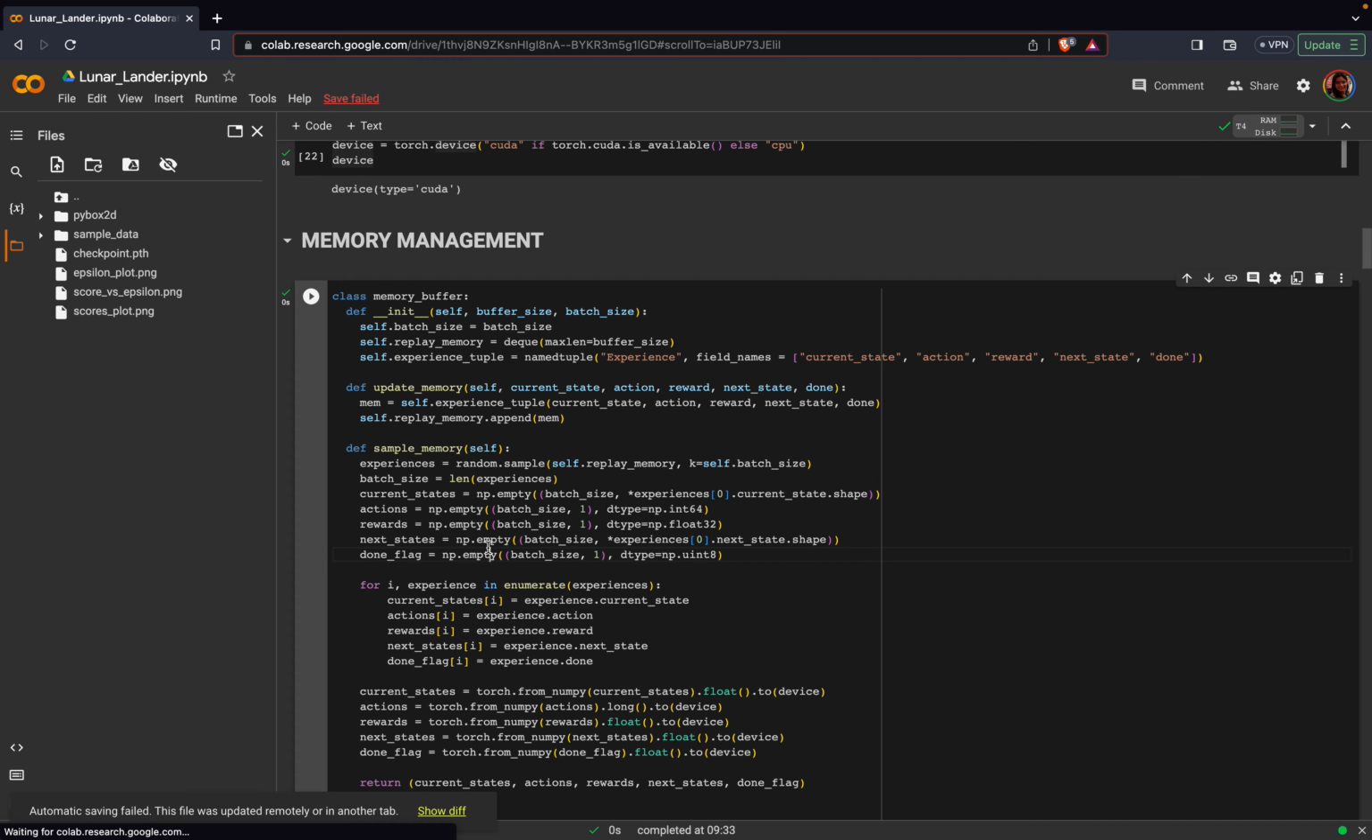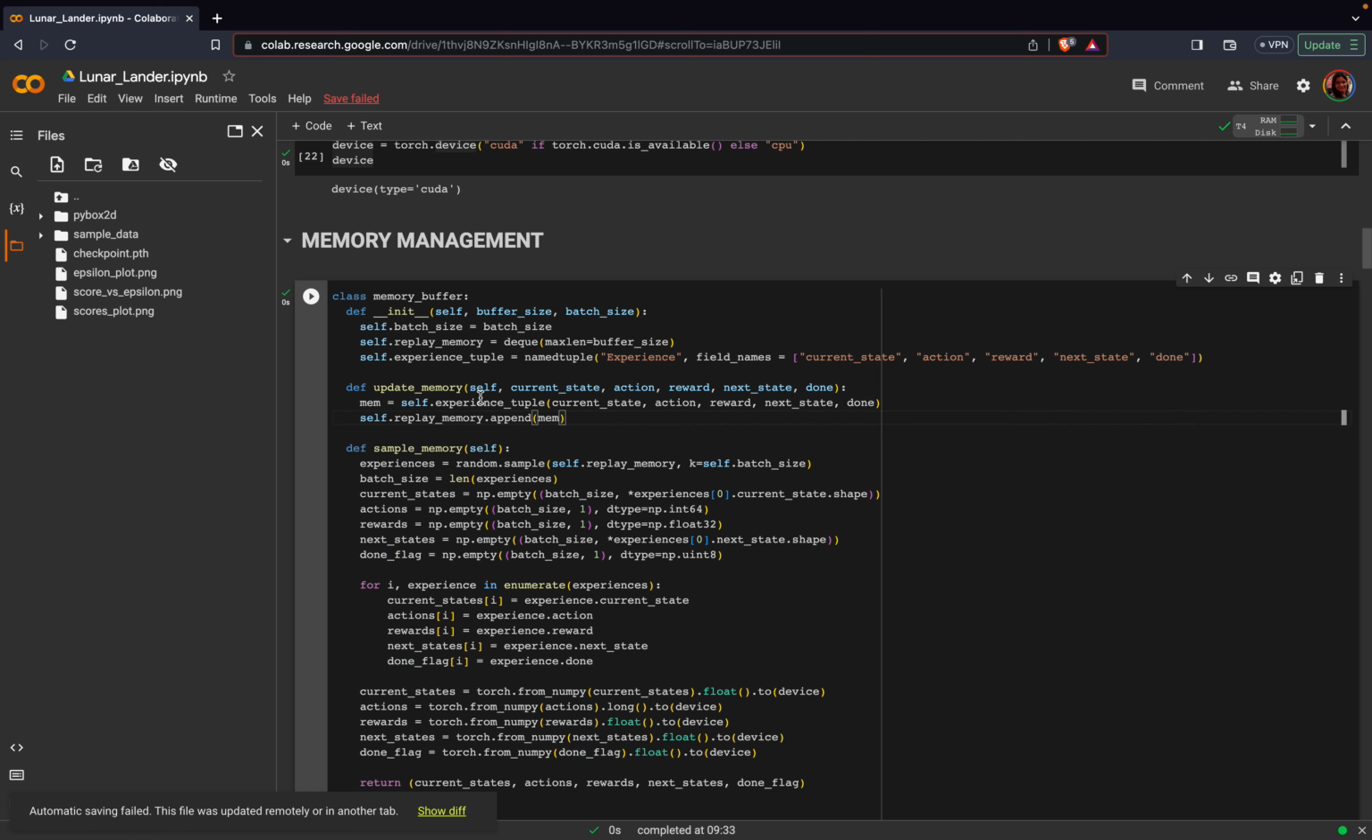Then memory management. We were talking about experience replay, the memory buffer class that we want to use so that we can keep the transitions handy and give them to the neural network so that we can train on past experiences, right? So we have the replay memory here. We use deque for that and pass in the buffer size. We have the experience tuple, which takes in the current state, the action, the reward, the next state, and the done flag, right? Just 5 of them.